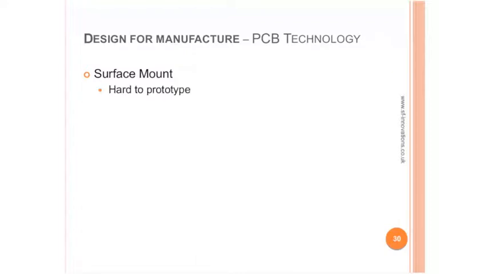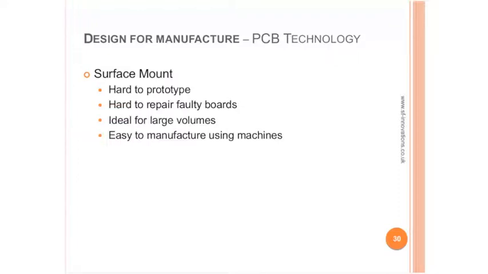Looking at the pros and cons of surface mount, it's great for manufacture, but it's a pain to prototype, as some of you will know if you've worked with it, and hard to repair because some of the components have a very tiny pitch. Ideal for large volumes, for consumer products, easy to manufacture using machines, so production cost can come down, and ideal where size is at a premium.